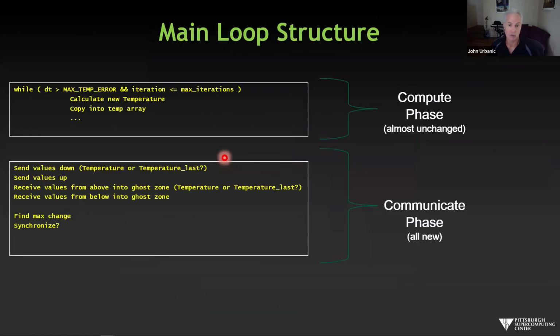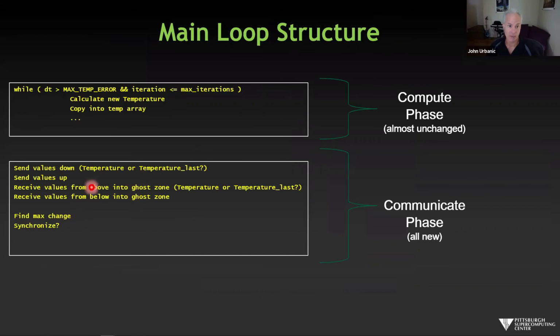And so you're going to find yourself starting out with a serial code here. You're going to find that the compute phase of the serial code, which is where all our number crunching is done, is largely going to remain unchanged. You're not going to have to change a whole lot there. And this is, again, typical of most MPI codes. You're not going to have to mess with the structure so much.